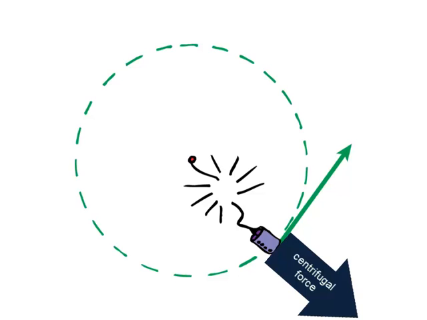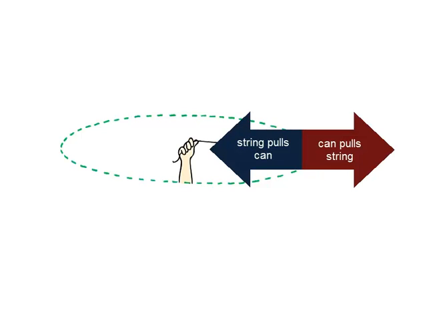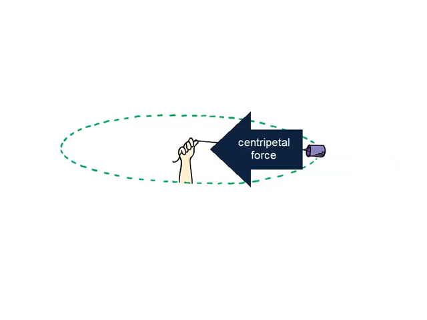In fact, when the string breaks, the can goes off in a tangential straight line path because no force acts on it. So when you swing a tin can in a circular path, there's no force pulling the can outward. Only the force from the string acts on the can to pull the can inward. The outward force is on the string, not on the can. It's the reaction to the string pulling on the can. The only force that's exerted on the whirling can, neglecting gravity, is directed toward the center of circular motion. This is a centripetal force.